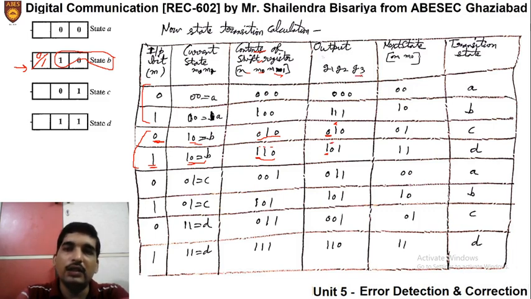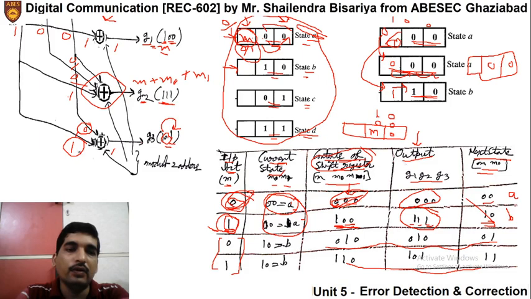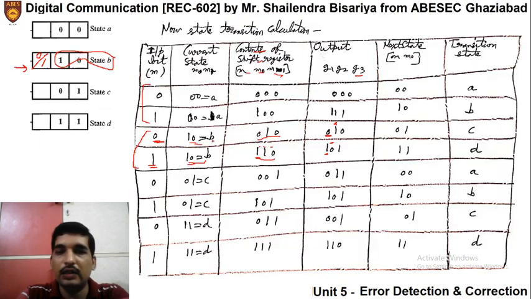And what about G3? G3 is XORing of first and third. So here the first bit is 0, third bit is 0. Right? So XORing these two bits will give us the value as 0. Here the first bit is 1 and third bit is 0. So XORing these two will give us the value as 1 here. So this is how we will find G1, G2 and G3 for this case.